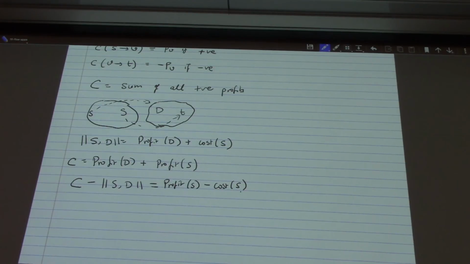Yes? I'm sorry, but what are those two S's there? Are they both edges from the source? Sorry, I should have said this was capital S. This is the set of things you end up in the cut that you end up picking.